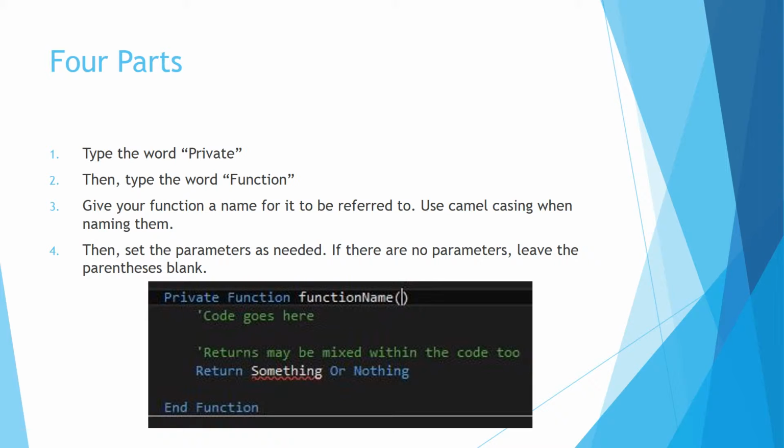What parameters are, is the ability to give the function certain information that we need for it to fully operate. Without the information, it will not operate correctly. If it does not need any information to operate correctly, then leave the parentheses blank.